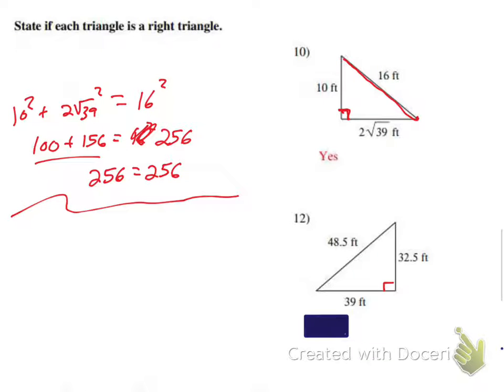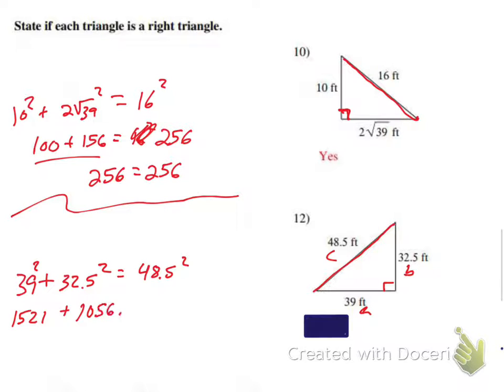Going on to the next one, we got some decimals, but that's all right. We know that this is our hypotenuse, or our C. So A, B, and C. So do 39 squared plus 32.5 squared is equal to 48.5 squared. Plug this stuff into your calculator. So this would be 1521, and then 32.5 squared is equal to 1056.25, and then 48 squared is equal to 2304.